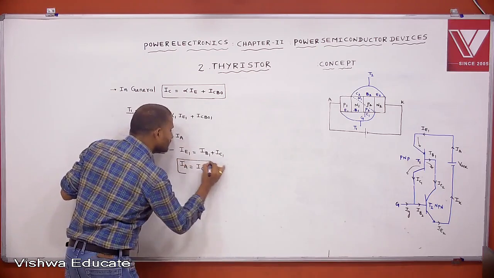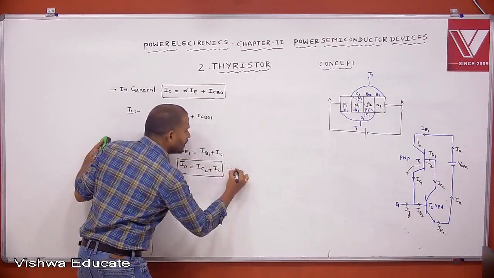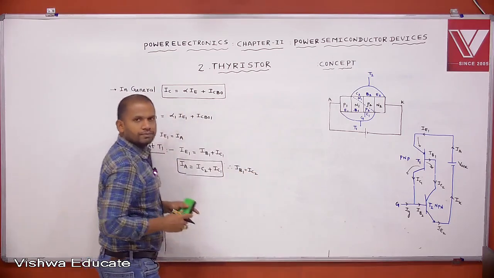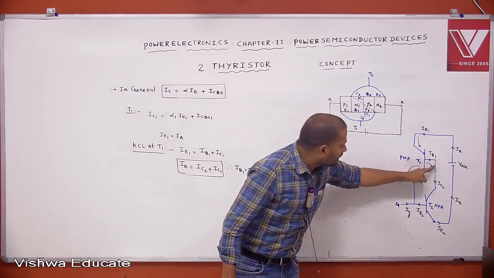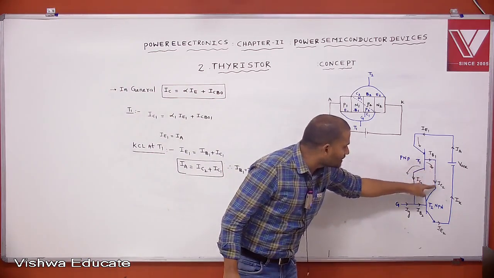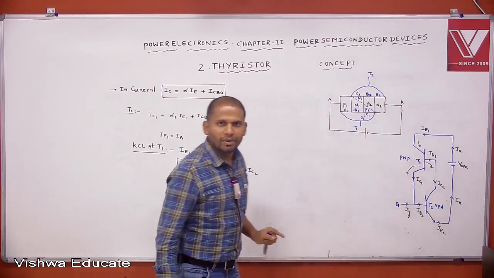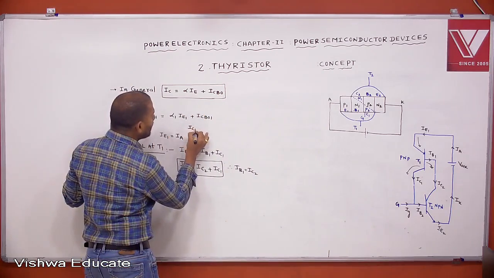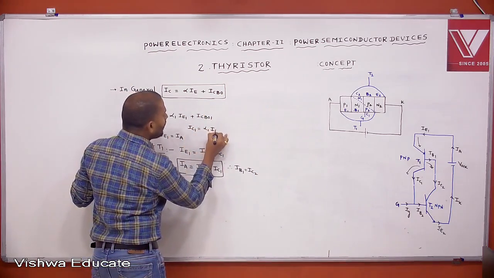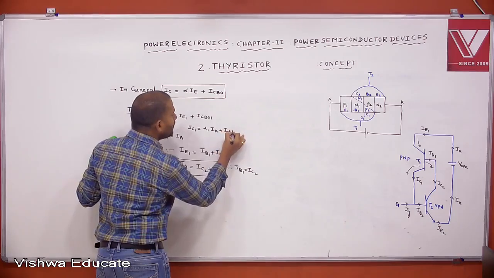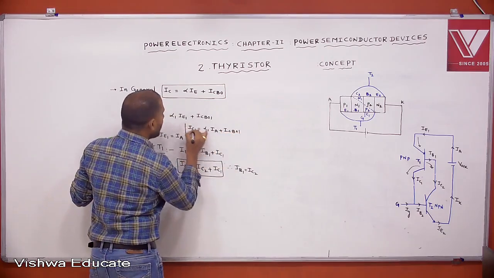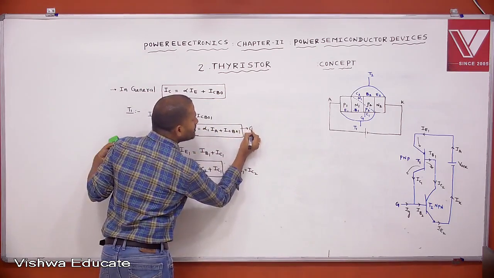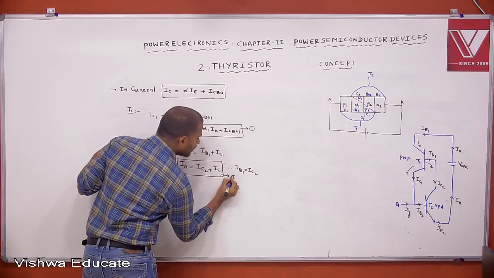Can you write it like this? Since IB1 is equal to which one? IC2. Yes, the base current of T1 transistor and the collector current of T2 transistor are the same. IB1 equals IC2. Then what is IC1 here? IC1 equals alpha 1 IA plus ICB01. Let this be equation 1 and this be equation 2.